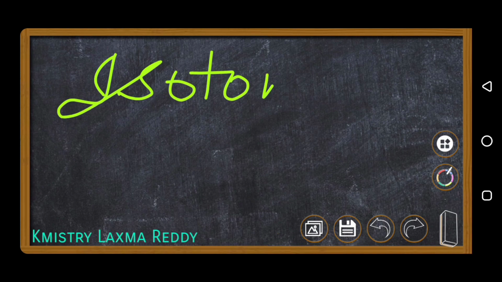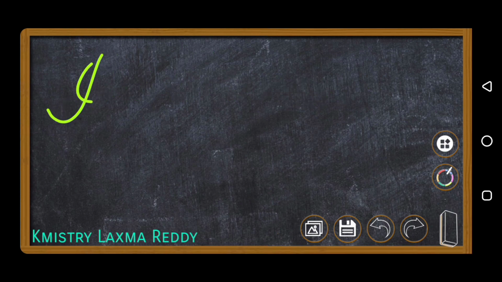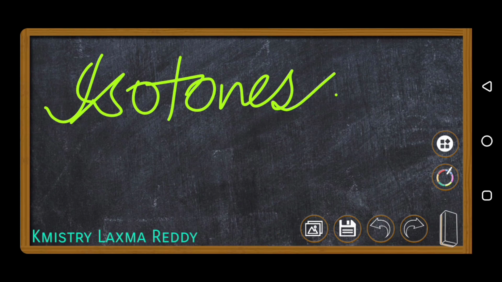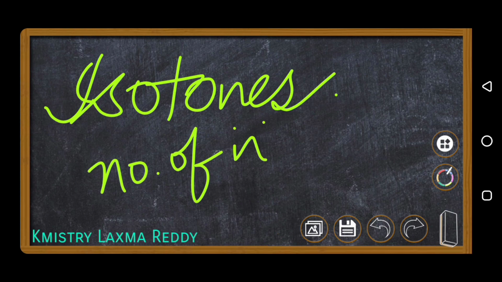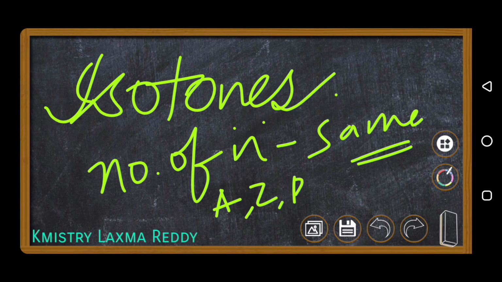Isotones. It's interesting. In isotones, the number of neutrons is same. Rest all are different: A different, Z different, P different, E different. The only same thing is the number of neutrons.